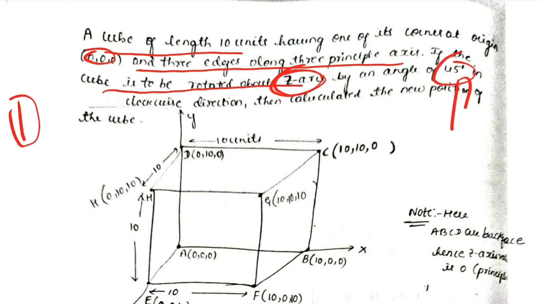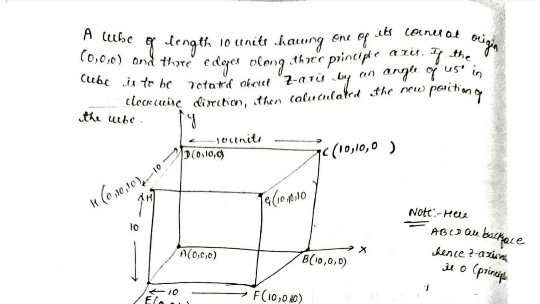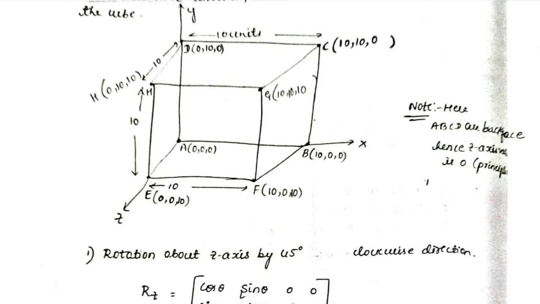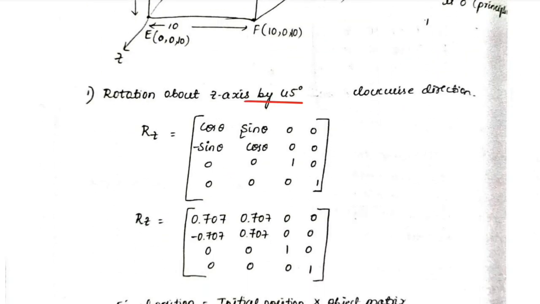So first you have to consider rotation about the coordinate axis, and the length is also given, so you can find out all the points present here, and the angle is also given, in the clockwise direction. Then calculate the new position of the cube. So what we will be doing is, before, when we had to find the new position of the triangle, we applied the rotation to each of these points and then found the new points, right? Same thing we will be doing here also. Here the rotation is by 45 degrees in the clockwise direction, so it's with respect to z.